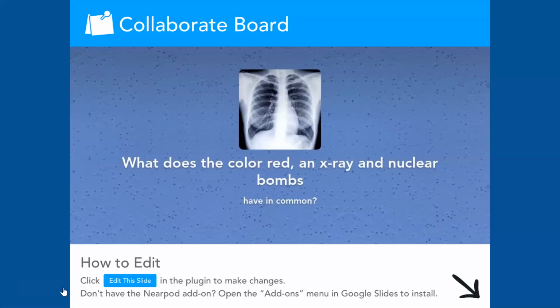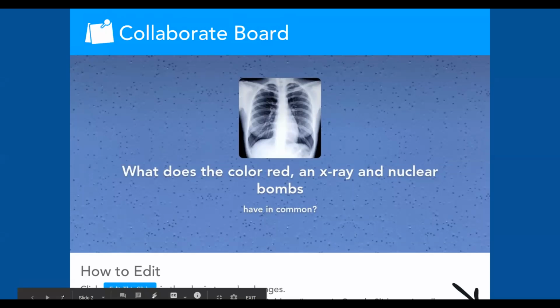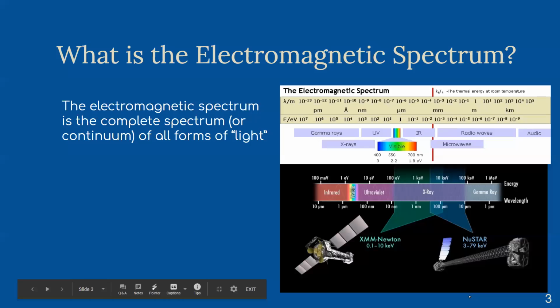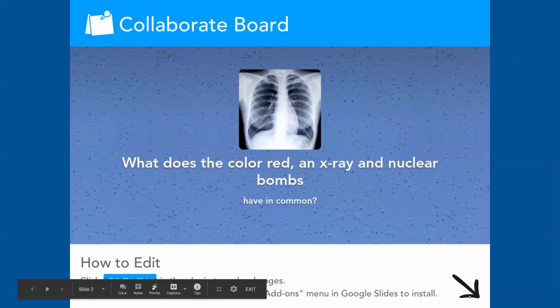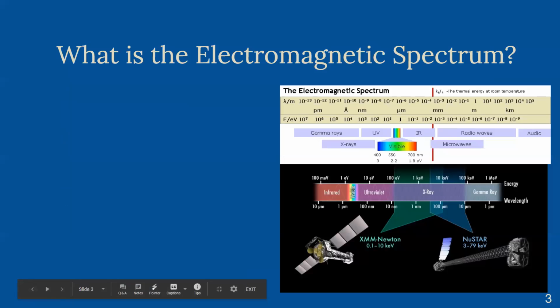So we were in actual Zoom class, and I asked you, what does the color red and X-ray and a nuclear bomb have in common? I want to give you guys a couple seconds. What do you guys think they have in common? So what they have in common is that all of them are waves. So that is what they have in common.